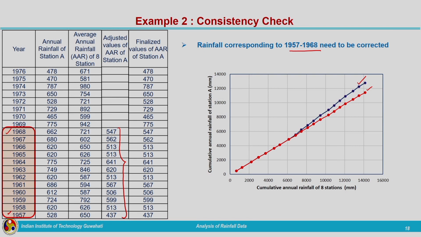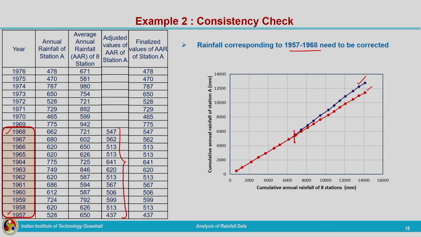This way we can correct it. We had the data up to this point, from 1976 to 69, and we assumed it does not have any inconsistency, and for 57 to 68 we have found there is some inconsistency. We are not going after the reason behind it; we need to correct it before using it for any hydrological applications. That can be done by using the double mass curve. So, this much about the consistency check.